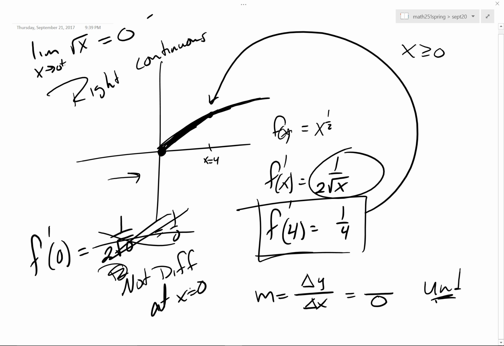Or maybe an easier way to say it is that square root of x is differentiable when x is greater than 0. The only place it's not is at x equals 0.